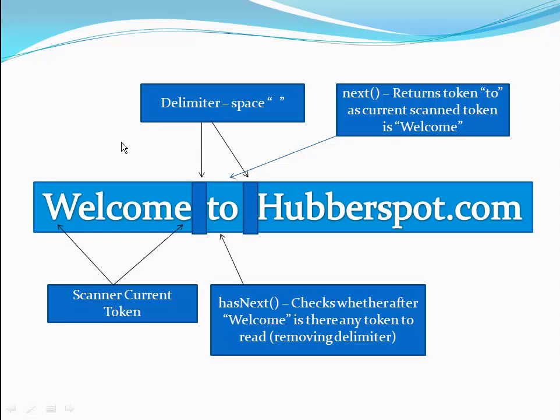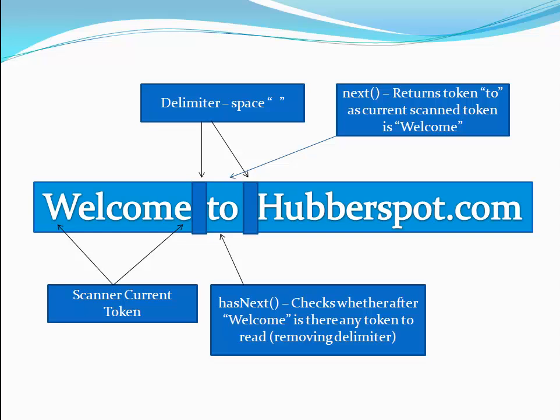So friends, let's look into an example and see how the scanner class works over, say, a string. Suppose I have to scan the string "welcome to hoverspot.com". This string has two spaces in between, after "welcome" and after "to". So the scanner class will separate out the tokens "welcome", "to" and "hoverspot.com" based on the delimiter, which is space in our case.